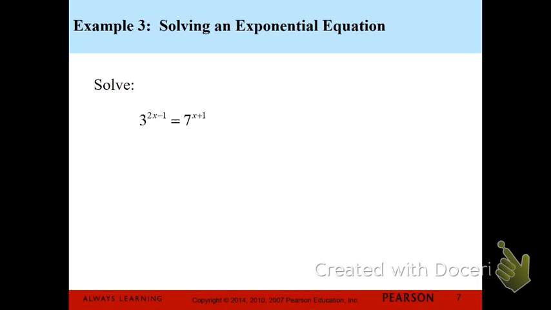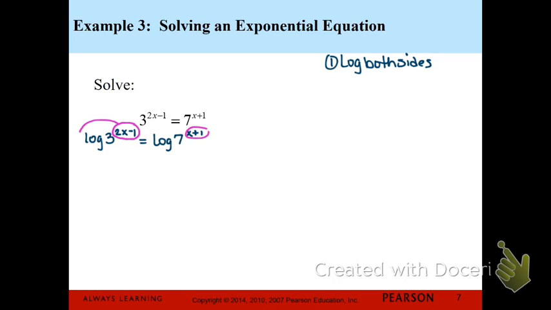So I'm going to rewrite this. I'm going to write some steps here, actually. The first thing we're going to do is log both sides. So that's going to give me log of 3 to the 2x minus 1 equals log of 7 to the x plus 1. Good. Once we do that, we can take these exponents and move them in front of their logs.